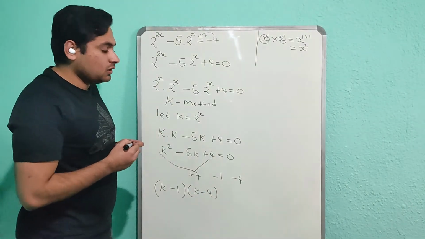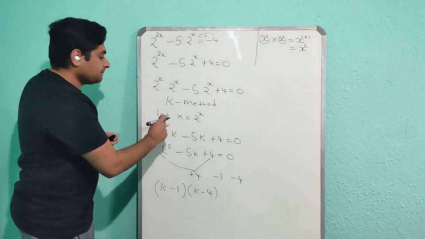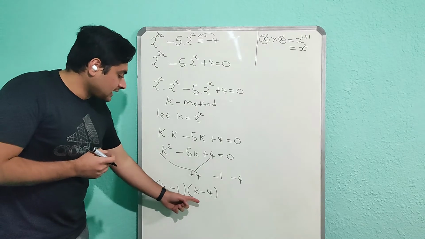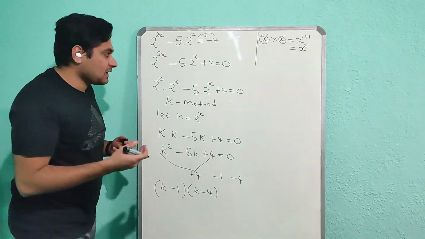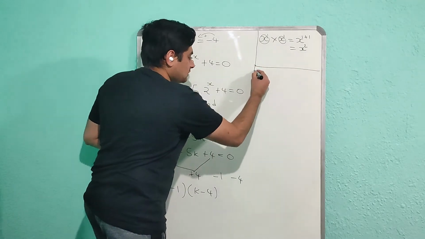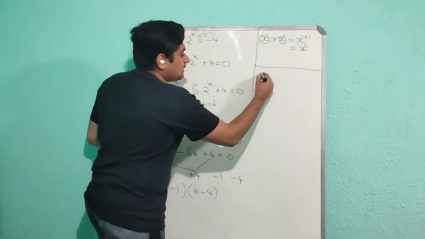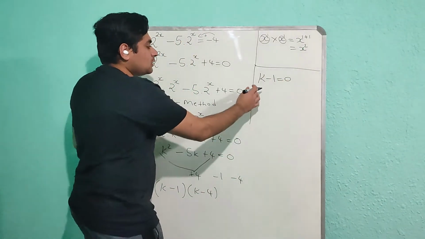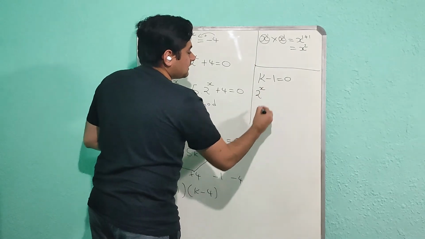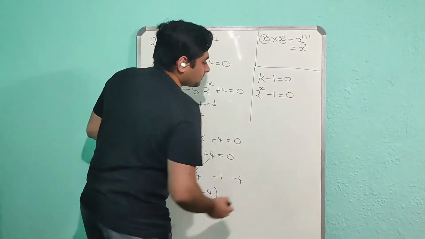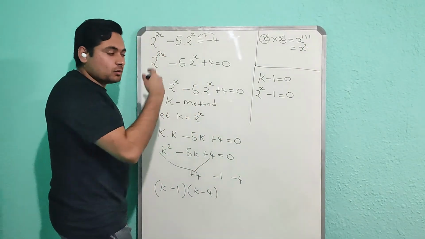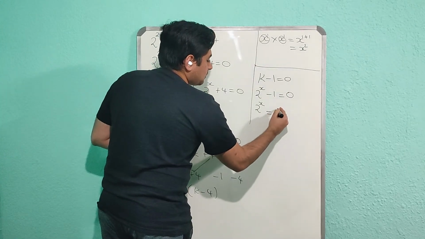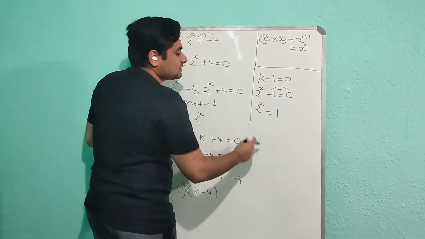But are we done? No, we are not done yet. Because if you remember, we said let k be equal to 2 to the power x. So now we need to come back and put 2 to the power x in place of k, okay? So let's do that. Now we have k minus 1 equal to 0, right? So in place of k, we'll be replacing with 2 to the power x, minus 1 is equal to 0. So now again, x on one side, numbers on one side. So we have 2 to the power x is equal to 1, because the moment 1 goes to the other side, it changes the sign.